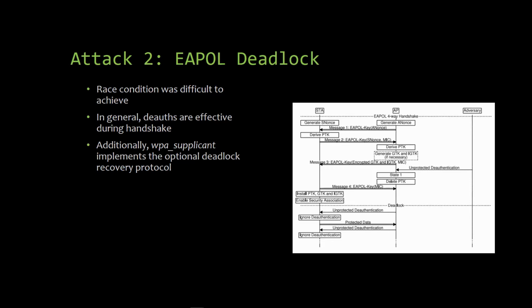However, it may be possible to cause denial of service by spamming large numbers of deauthentications all the time, so that if a client does try to authenticate, it'll hit the access point during the handshake or before the handshake and invalidate that state, causing the client and the access point to try again. Additionally, even if the race condition was possible to pull off in my scenario, wpa_supplicant implements the optional 802.11w deadlock recovery protocol and would have been able to get itself out of that situation.